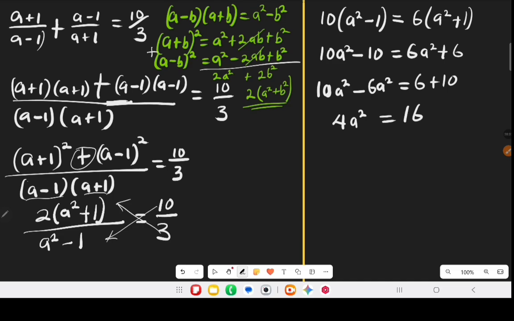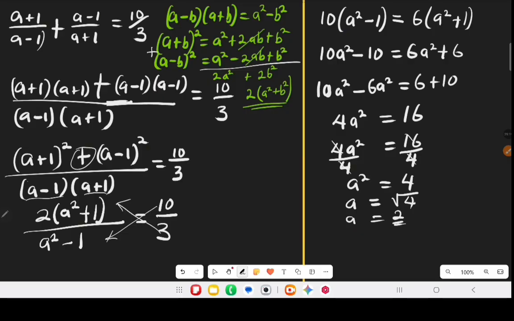Now we divide both sides by the coefficient of a squared, which is 4. If we divide both sides by 4, we have 4a squared all over 4 equals to 16 all over 4. 4 we cancel 4, left with a squared equals to 4 into 16 gives us 4. Then to get a, we have to take square root of both sides, which will give us a equal to square root of 4. Square root of 4 gives us equals to 2. But that is not the end.